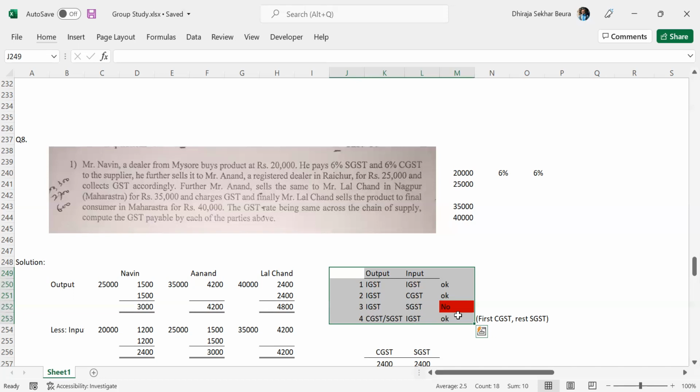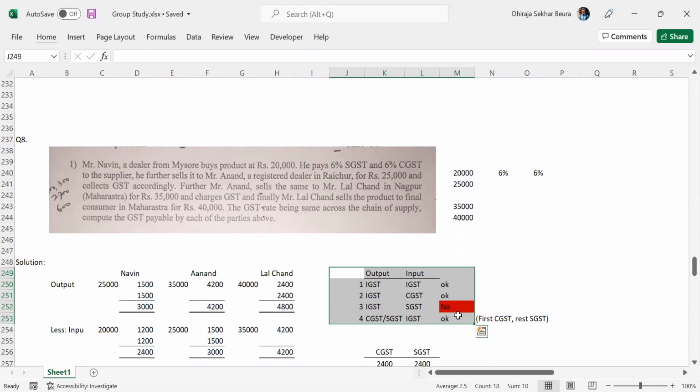Okay. So the question reads, Mr. Naveen, a dealer from Mysore buys product at 20,000 rupees. So he's buying at 20,000. He pays 6% SGST and 6% CGST to the supplier. This means whatever he pays becomes the input credit for him. Now, he further sells it to Mr. Anand, registered dealer in Raichur. Same state, meaning thereby it is intrastate, for rupees 25,000. The sell value is 25,000 and collects GST accordingly.